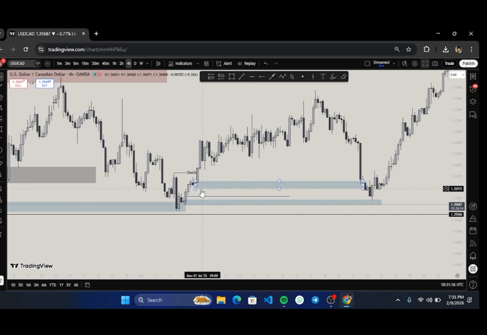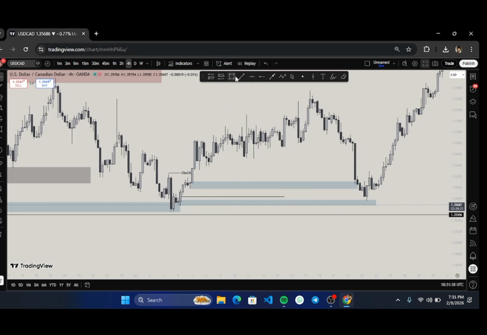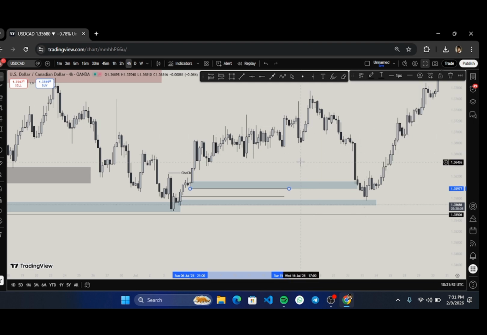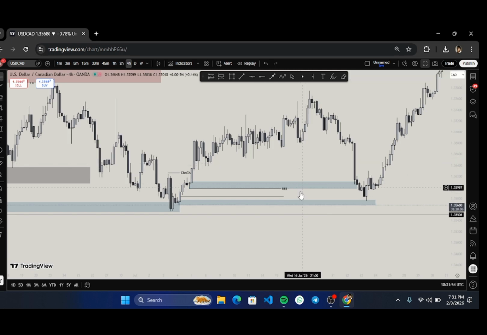We can simply use this as inducement. What does it mean? I remember what I taught you in the last video. Inducement is going to create some kind of equal lows, tricking traders into thinking that the market has started to buy and give its main move. So this is inducement.